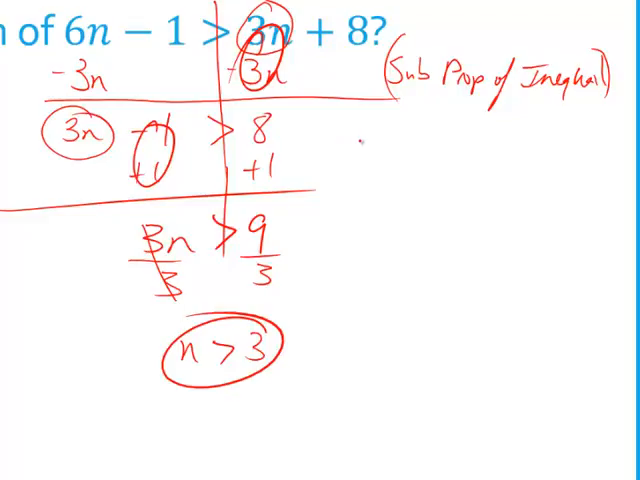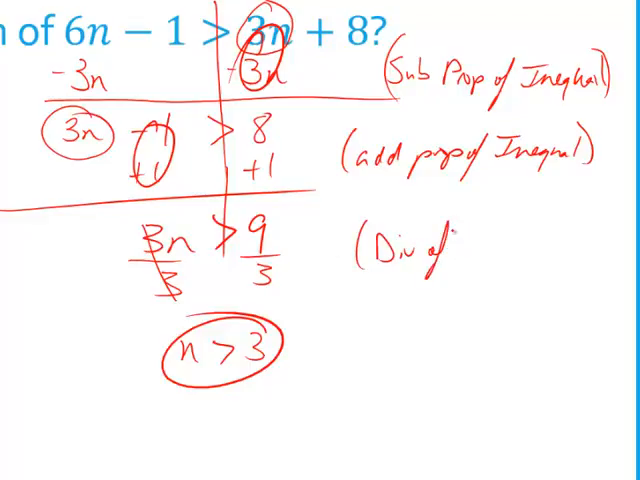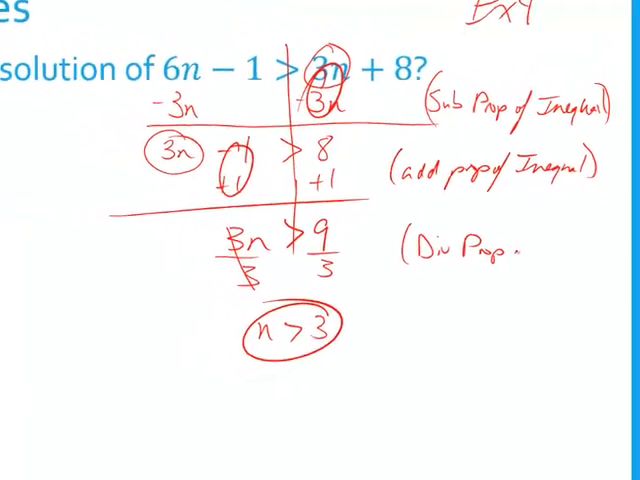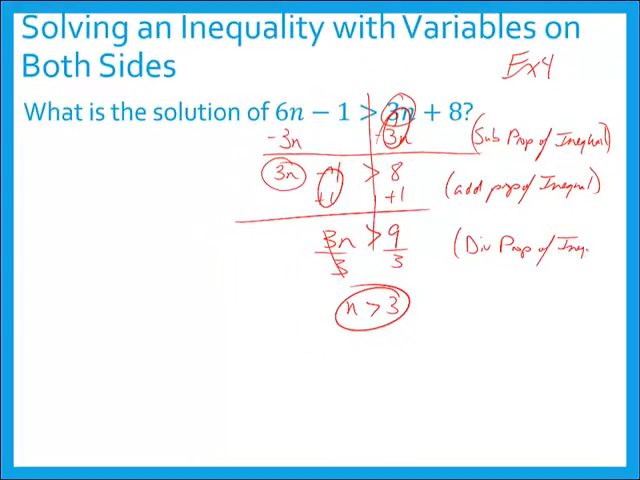This example here, I forgot to put the rules. So the addition property of inequality. And then this was the division property. Division property of inequality. Alright, there we go.